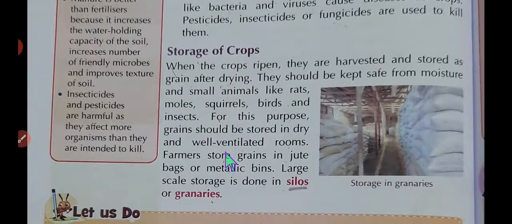Storage of crops. When the crops ripen, they are harvested and stored as grain after drying. They should be kept safe from moisture and small animals like rats, moles, squirrels, birds, and insects. For this purpose, grains should be stored in dry and well ventilated rooms. Farmers store grains in jute bags or metallic bags. Large scale storage is done in silos or granaries.